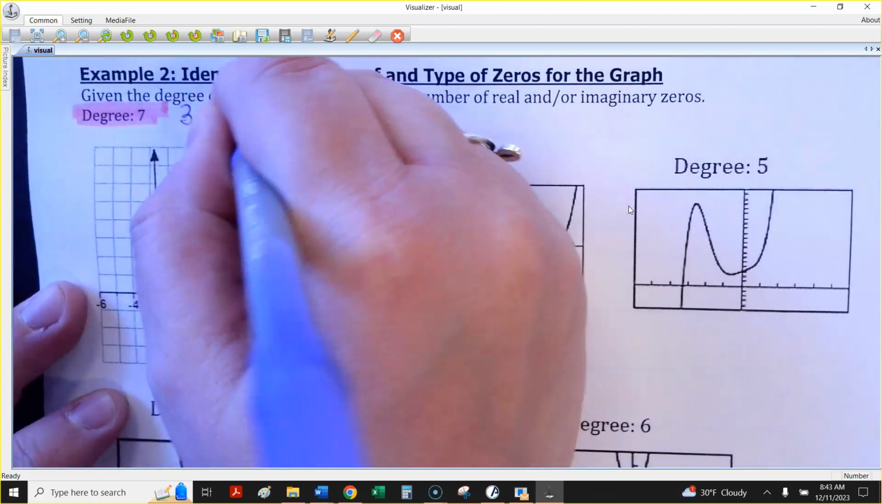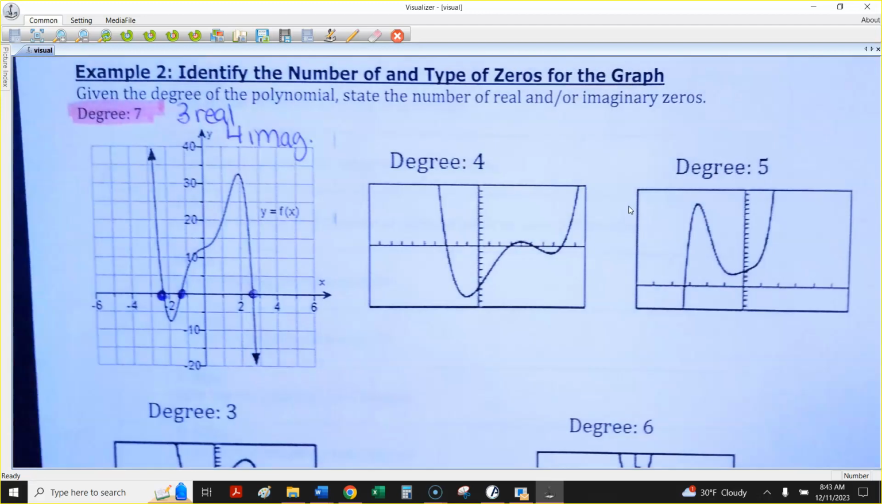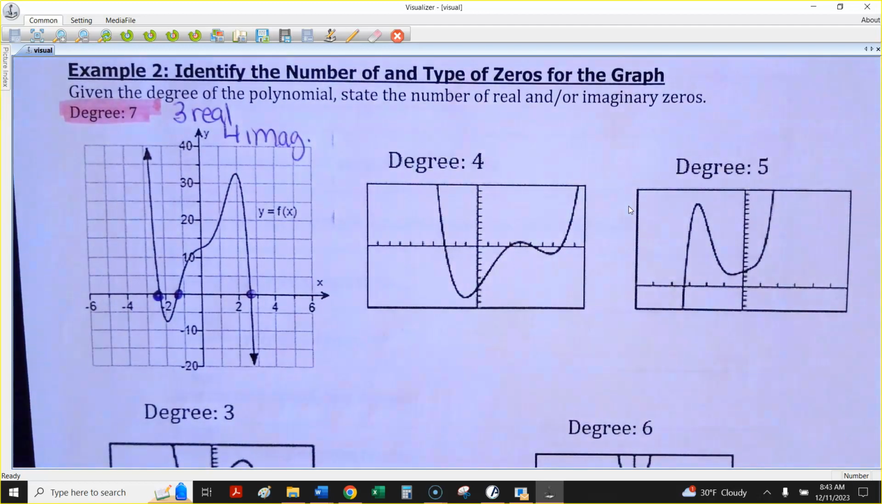Okay, good. And I'm just going to abbreviate that a little bit. So that has 3 real that I can see to add up to 7. That means this graph would have 4 imaginary solutions. We just can't see them on the graph.